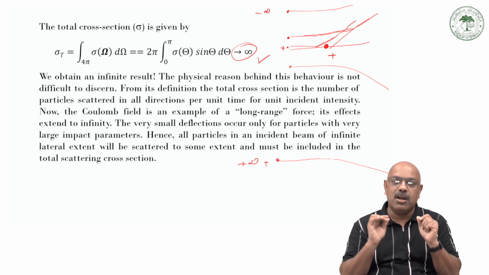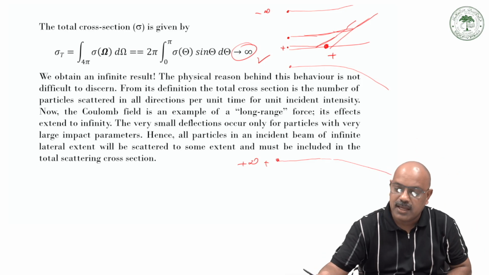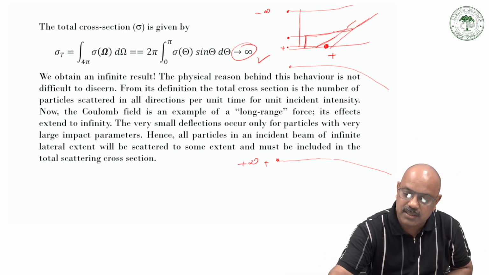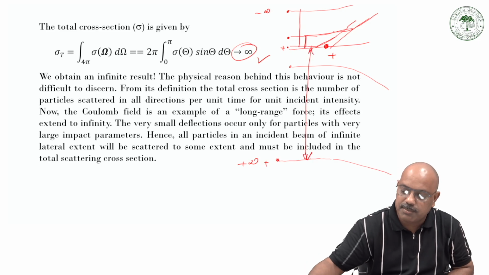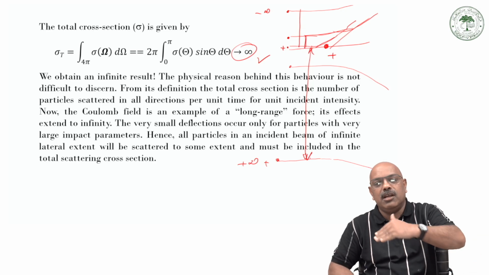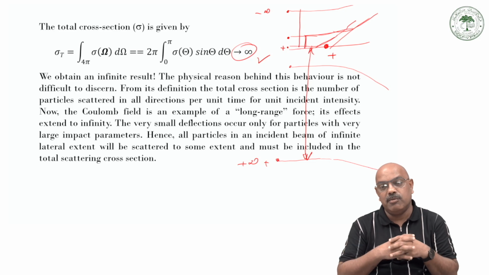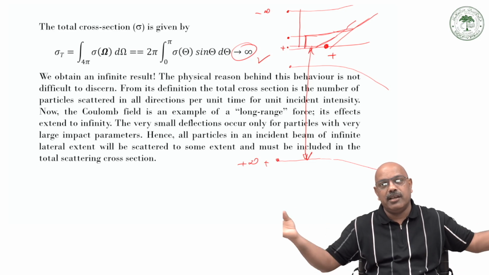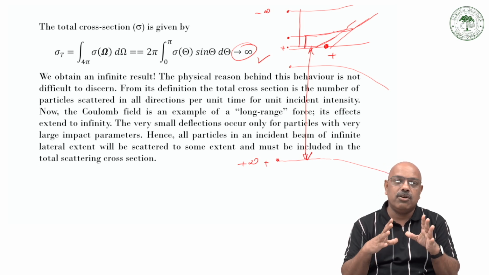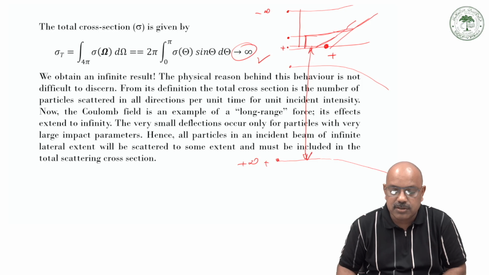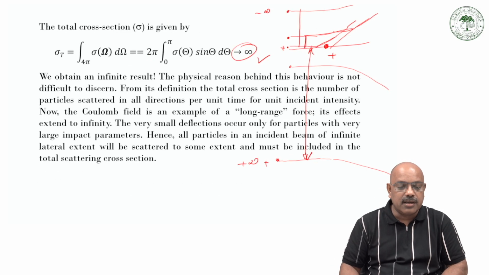The very small deflection occurs only for the particle with very large impact parameter. So depending on the impact parameter, the deflection is going to be very small, but that is going to contribute anyway. From minus infinity to plus infinity, because you know the Coulomb force, if two particles are at infinite distance, the effect is there. So that's why it's going to be infinity. Okay, so this is the scattering cross section in case of Rutherford scattering.